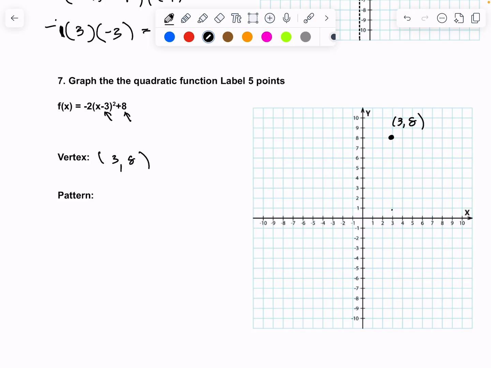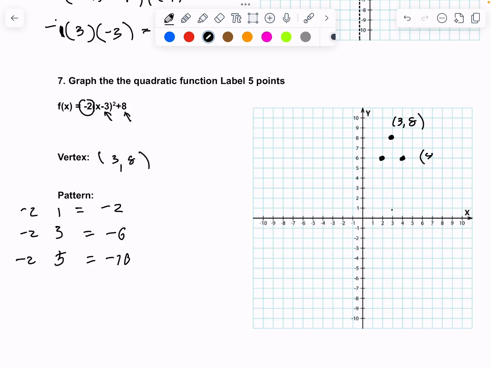Okay, now normally my pattern is 1, 3, 5, but the number in front changes my pattern. So I multiply my pattern by negative 2. This is negative 2, negative 6, negative 10. So I'm going to go over 1, down 2. That's right here. And then back over 1, down 2 in the other direction. Okay, so this looks like the point 3, 6, and 2. Sorry, that's 4, 6, right?